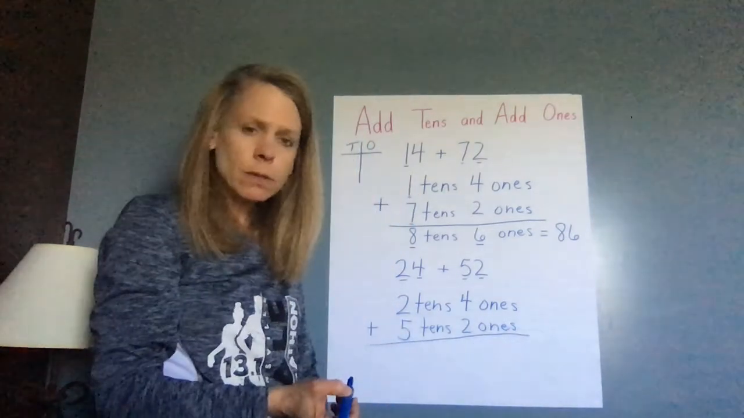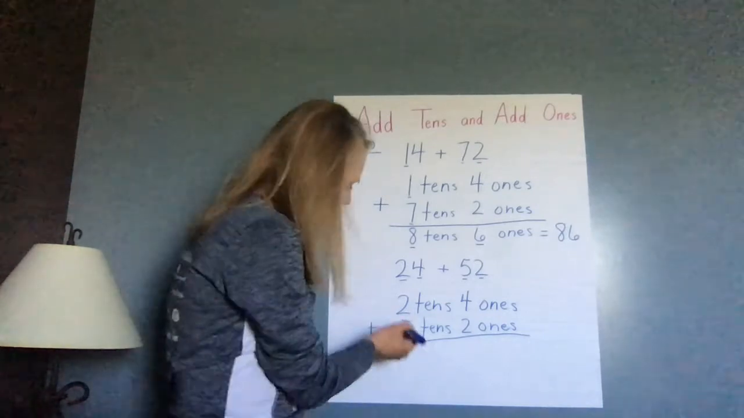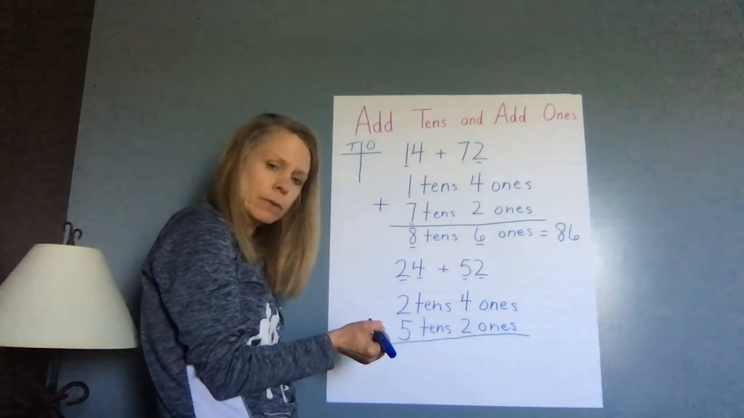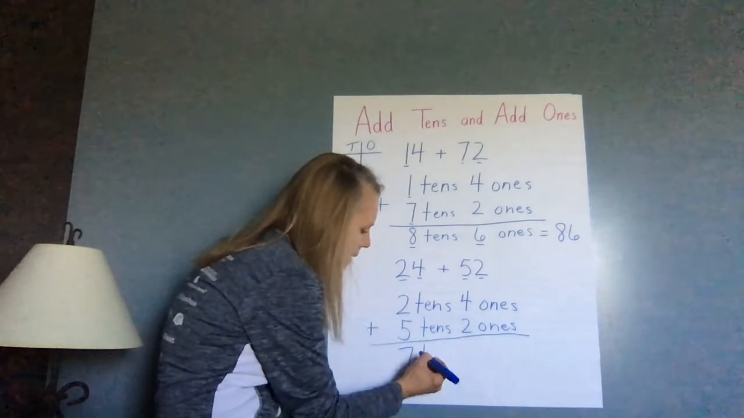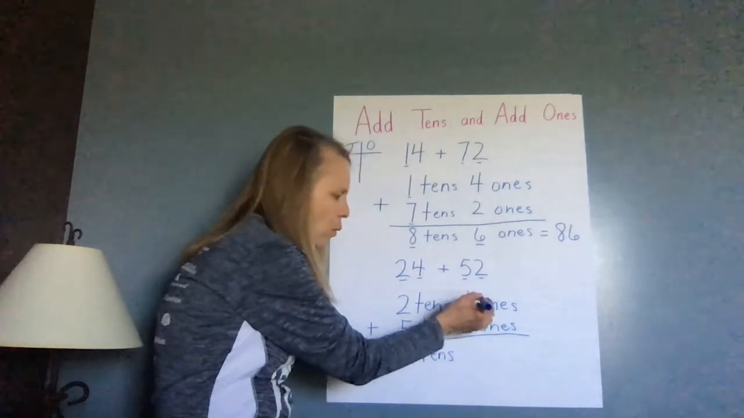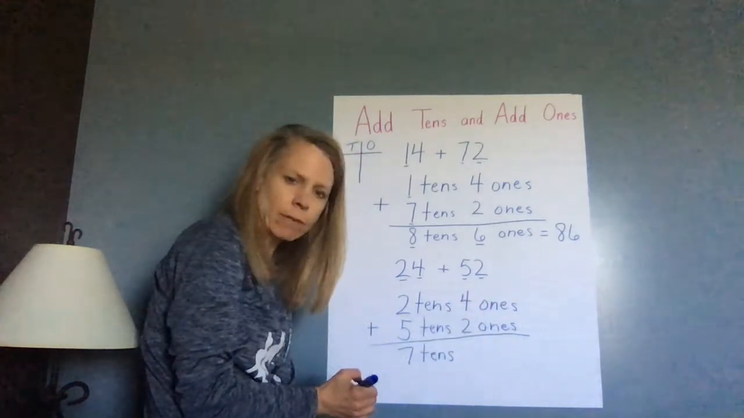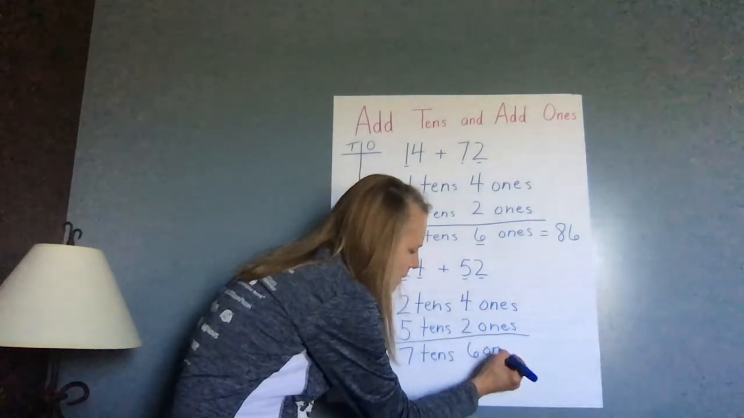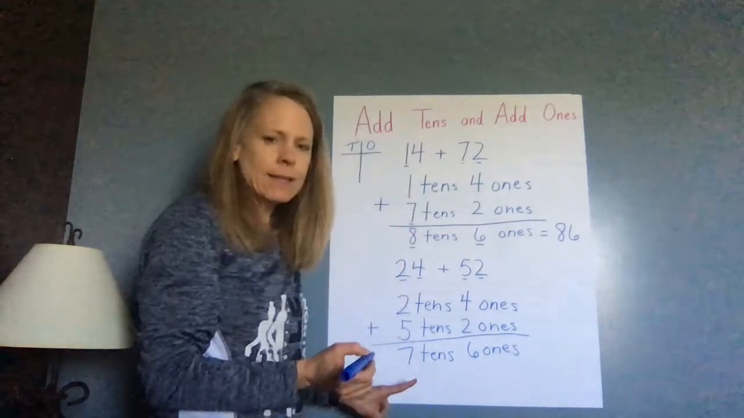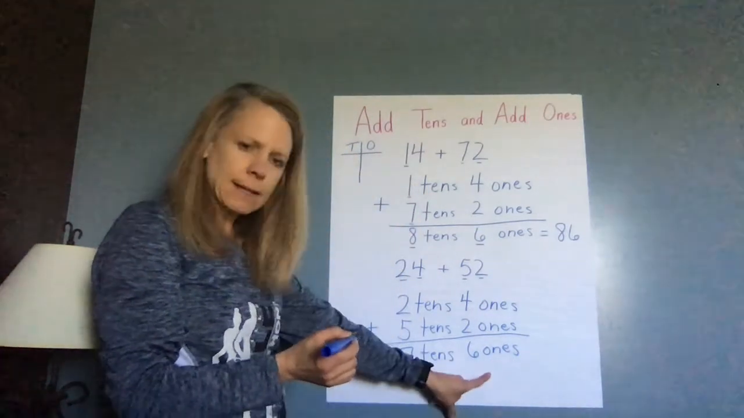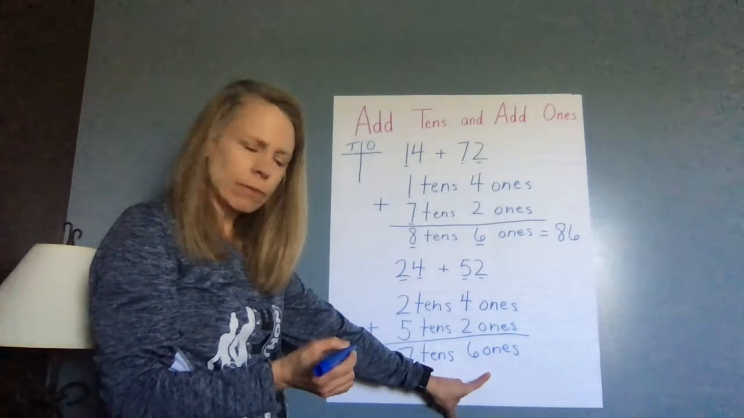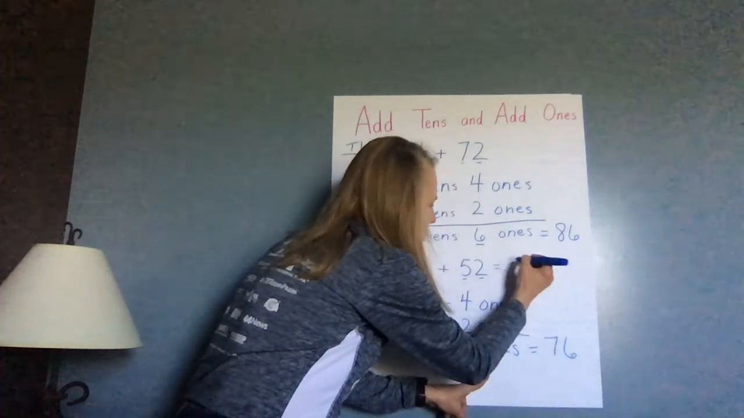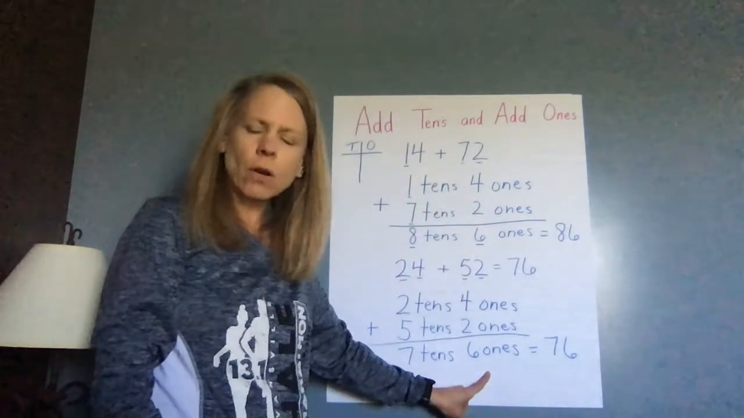What am I going to add first? I'm going to add the tens first. So 2 tens plus 5 more tens. How many tens do I have all together? Yep, 7 tens. And then 4 ones and 2 ones. What do I have? 6 ones. 4, 5, 6. 6 ones. So if I have 7 tens and 6 ones, how much do I have? Well, that's equal to 76. So that means my answer up here is 76 also.